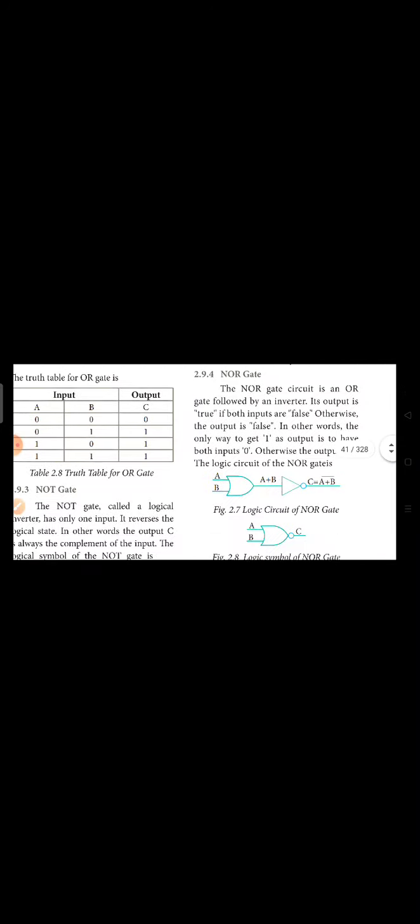Okay, so in NAND gate, that is AND followed by the NOT gate. That gate is called a NAND gate. Before that, NOR gate is explained. In NOR gate, OR followed by the NOT gate.